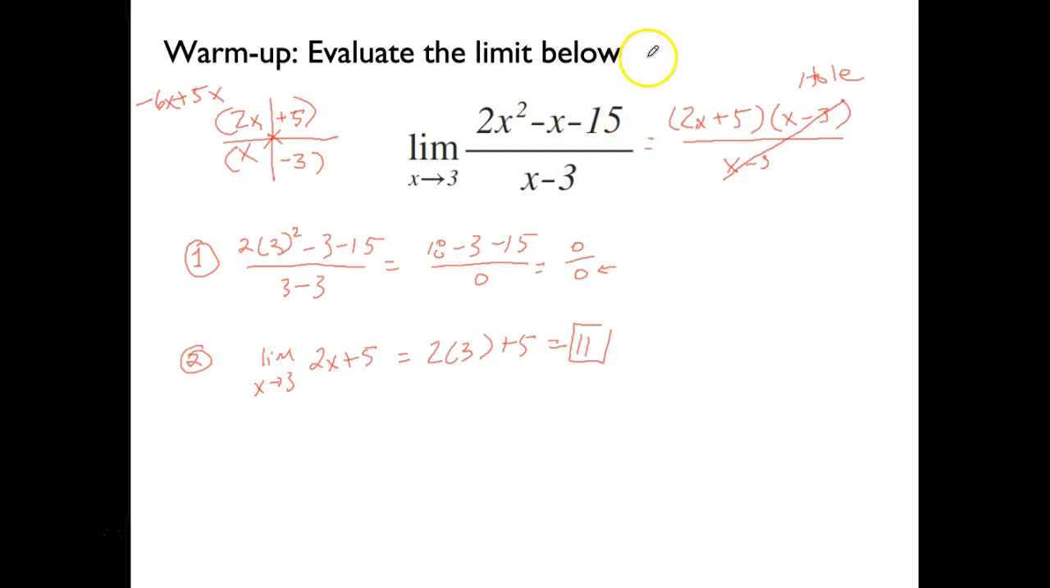Now, I want you to put that into your mind. Don't forget this one, because I do use it to show you guys L'Hopital's rule. So remember this problem here, and remember the answer is 11. Okay, so let's go forward.